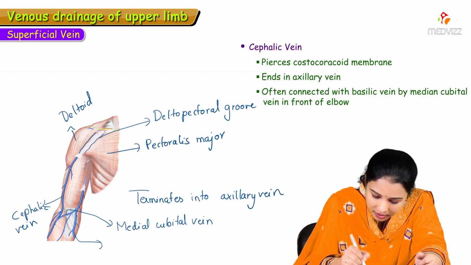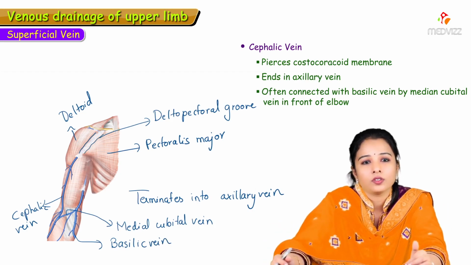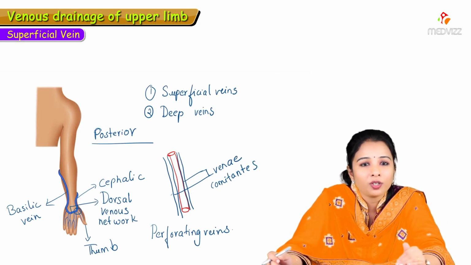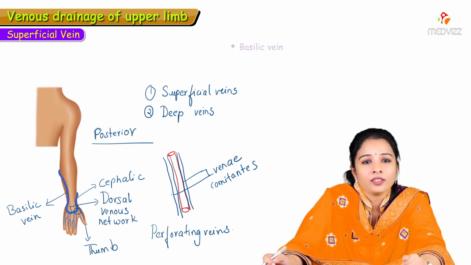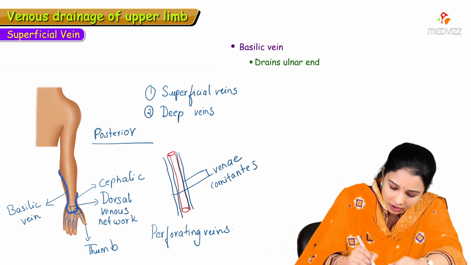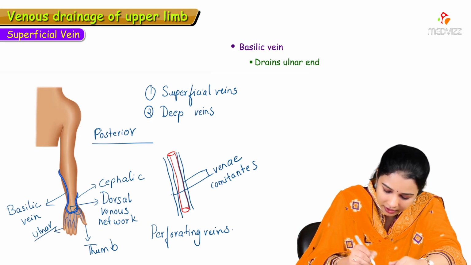So this is the basilic vein. So that is about the cephalic vein. Next we shall discuss the basilic vein. The basilic vein drains the ulnar end of the dorsal venous arch. So this is the ulnar side of the dorsal venous arch, which is towards the little finger.